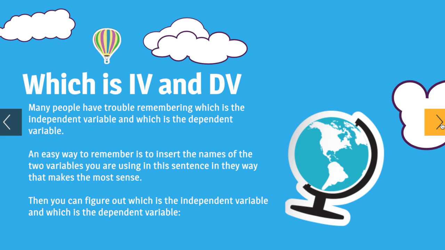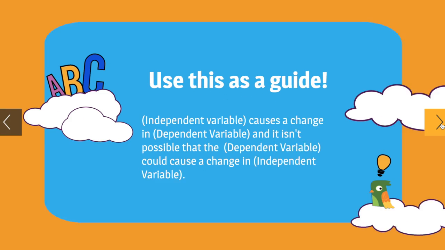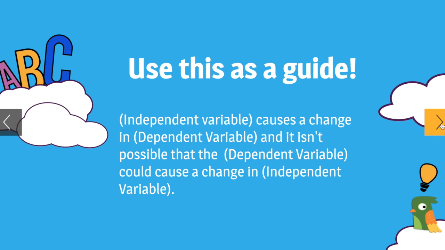Which is independent variable and dependent variable? Many people have trouble remembering which is the independent variable and which is the dependent variable. An easy way to remember is to insert the names of the two variables you're using in this sentence in the way that makes the most sense. Then you can figure out which is the independent variable and which is the dependent variable. Use this as a guide. An independent variable, and that's where you would insert your independent variable, causes a change in the dependent variable. That's where you insert what your dependent variable is.